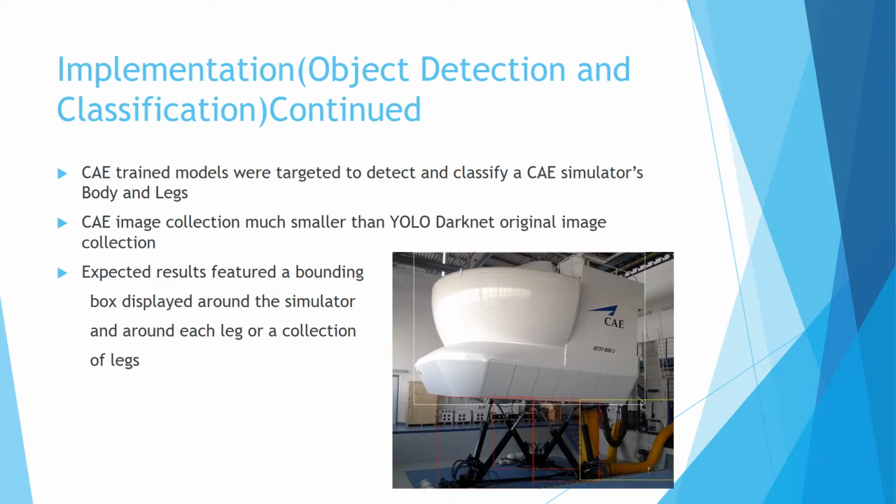In addition, we had a much smaller image library compared to YOLO's image library that it started with. YOLO's image library came with roughly 30,000 pictures, whereas our library came at about 30 images that we were able to utilize. Our image library primarily consisted of images of just the body, just the legs, or a collection of both the body and the legs. The expected results would have provided a bounding box around the full body of the simulator itself, as well as a bounding box around the legs underneath the simulator at the same time.